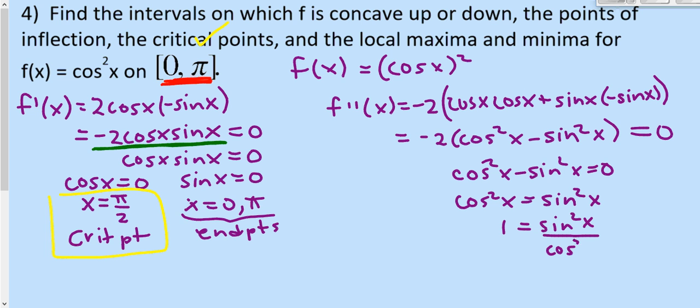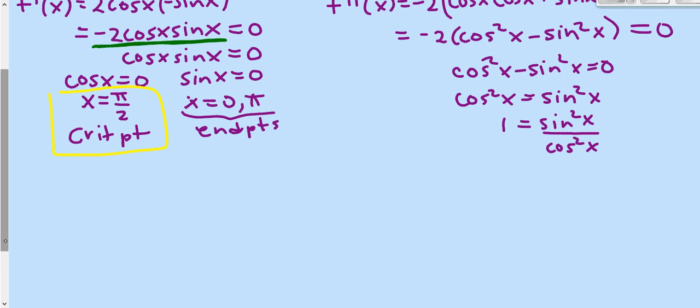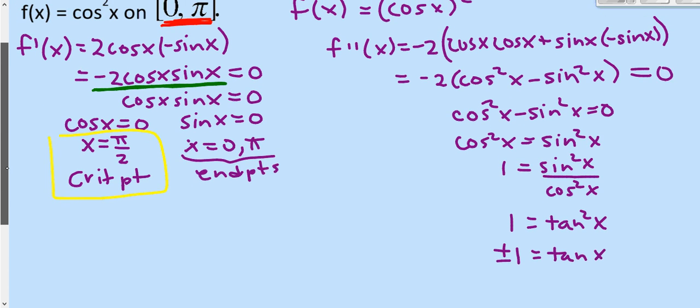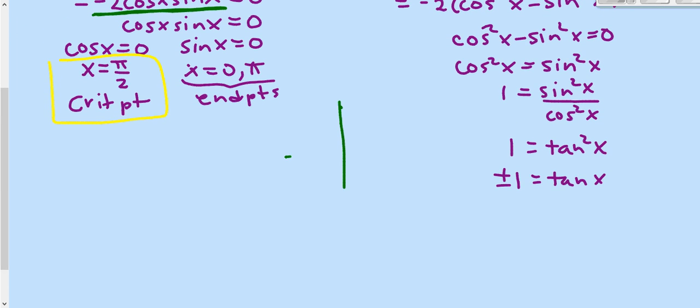And do you know why I did that? What is sine x over cosine x equal to? Yep, it's equal to tangent x. So this is 1 equals tangent squared x. And then if I square root both sides, I get plus or minus 1 equals tangent x. So what angles have a tangent value of 1 or -1? Do you remember? Let's see. We could draw a little sketch. Make a reference triangle. If the tangent is 1, then opposite over adjacent would be 1 and 1, and that would be a 45-degree angle.